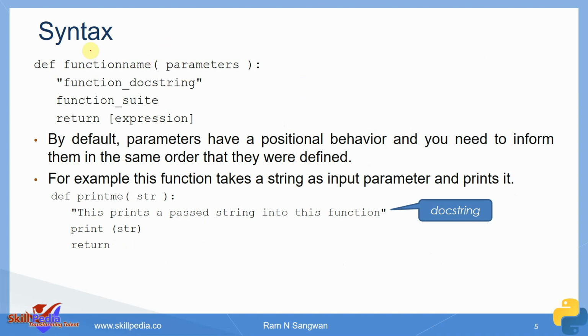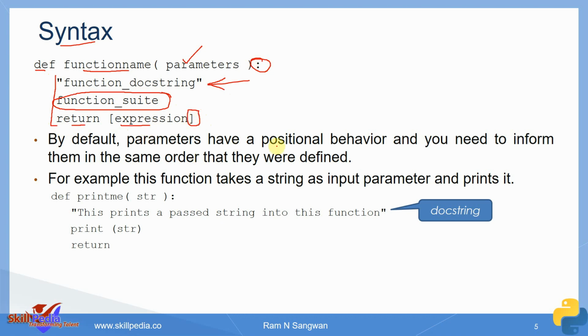This is the syntax, or grammatical way, of creating functions. So you first write def, then the function name, then parameters, then colon, and then the indented definition of the function. This is the docstring I was referring to with double quotes, and this is the function suite. The function suite means where you define your function statements. And the return. Optionally, you can specify an expression. Square brackets mean it is optional.